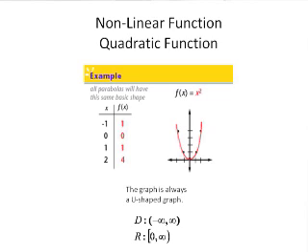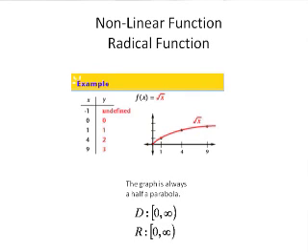On the next one, we have a radical or square root function. It is actually half of a parabola on its side. In order to have real output, our domain needs to be greater than or equal to 0.